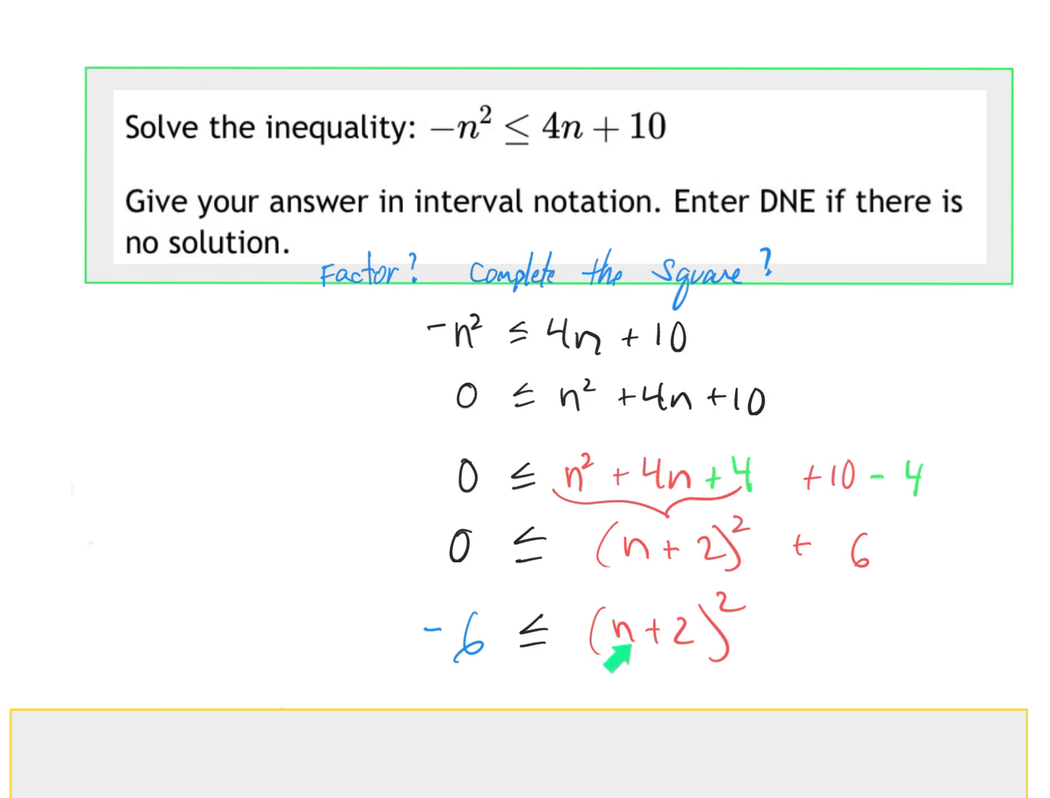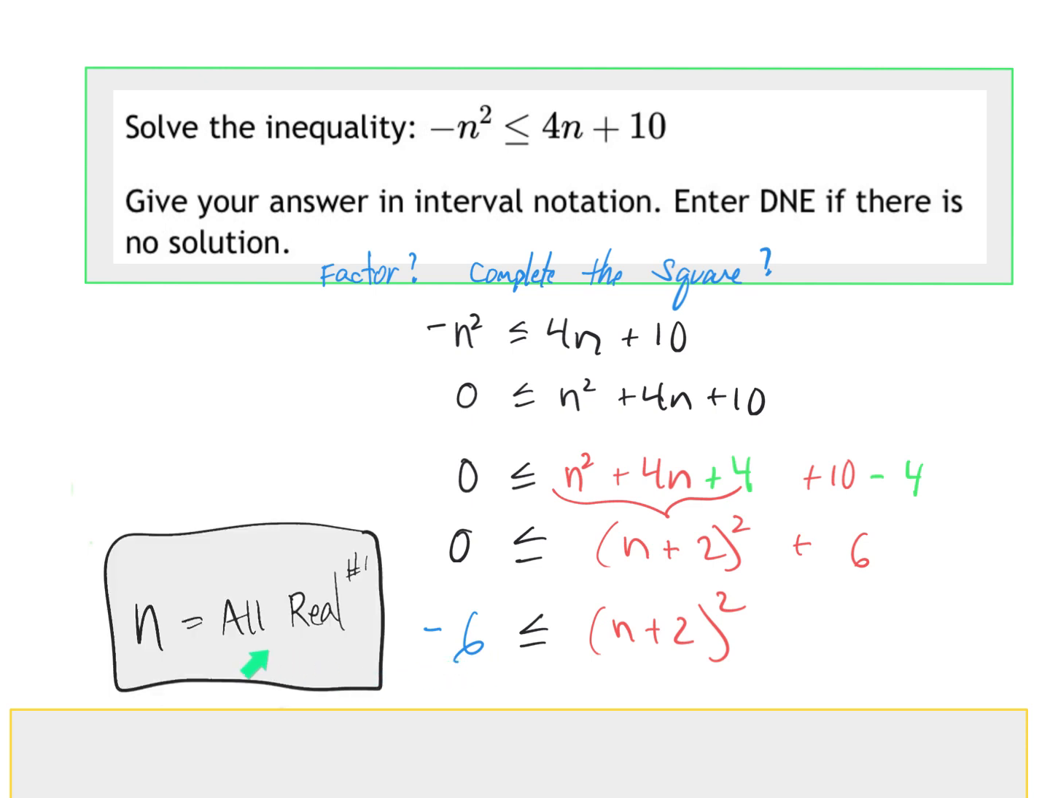So it doesn't matter what n is. Positive or negative makes no difference. When you add it to 2, the square of this quantity will always be at least 0 or bigger. And that's always bigger than -6. So our solution is that n can be any real number.